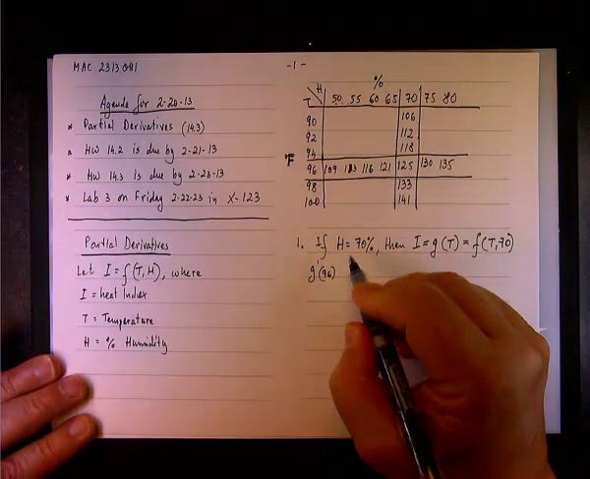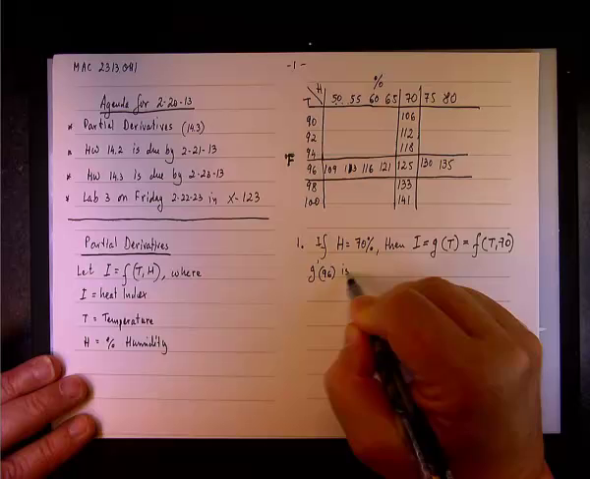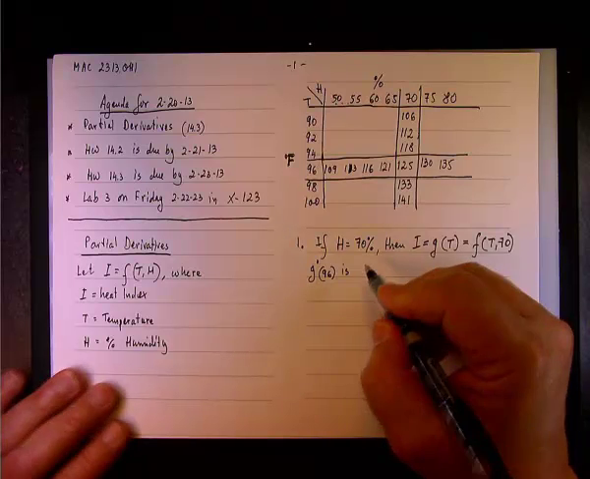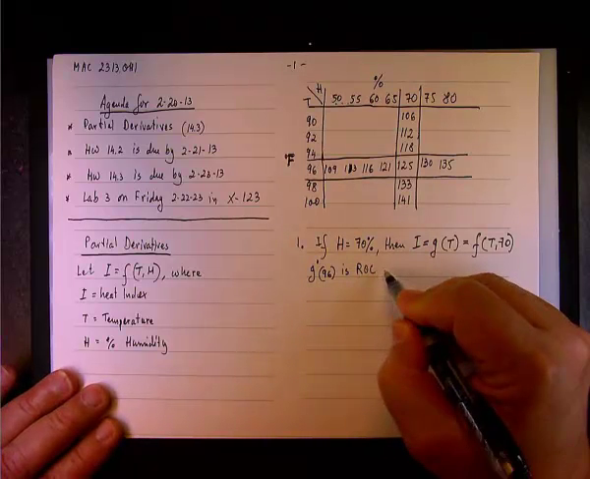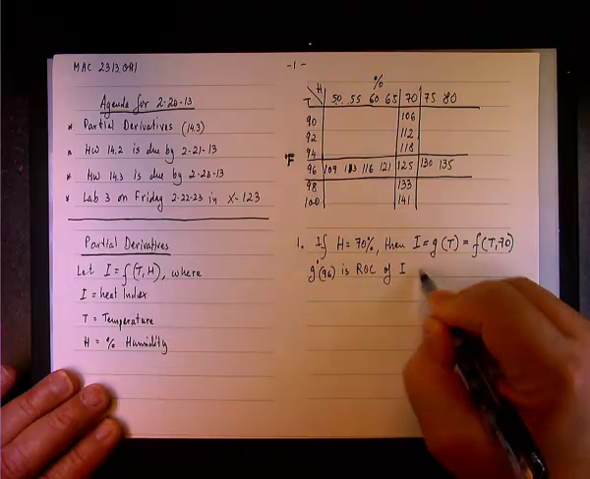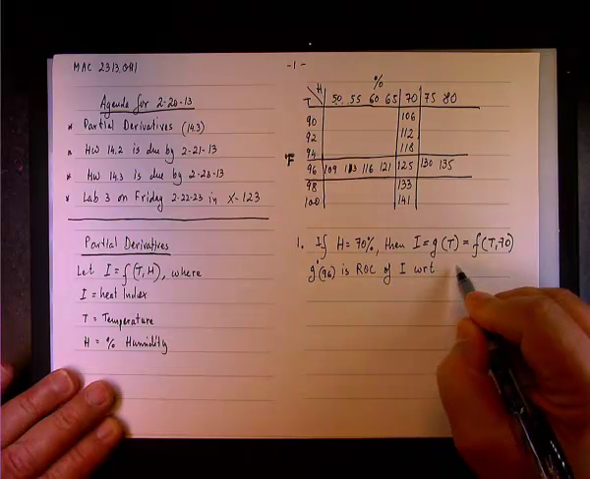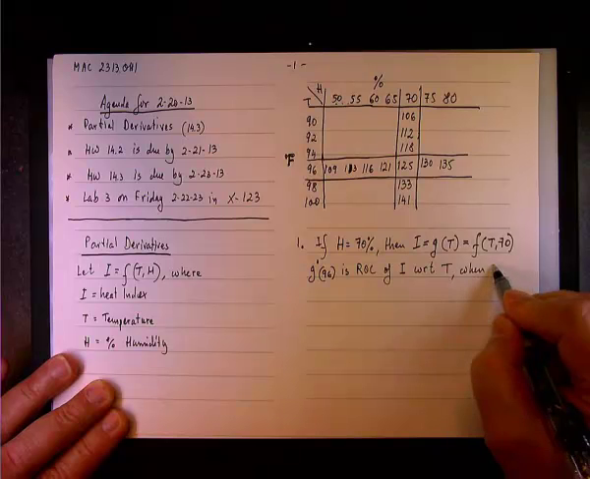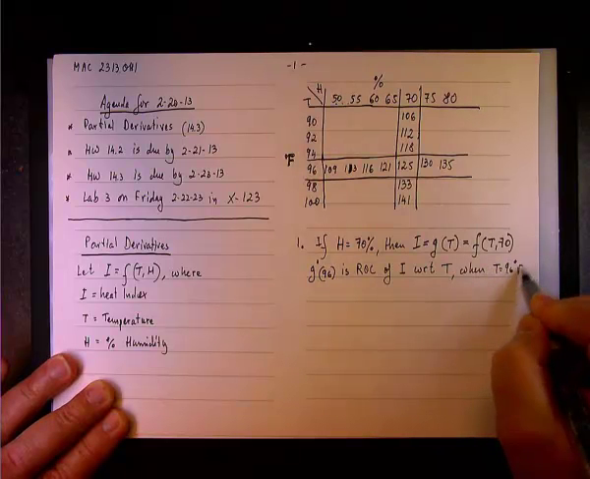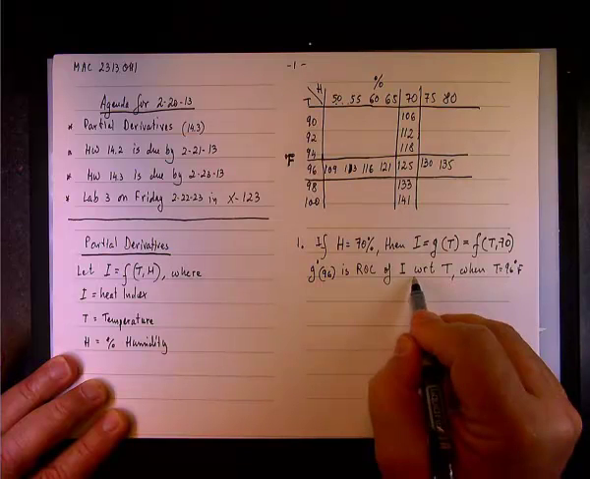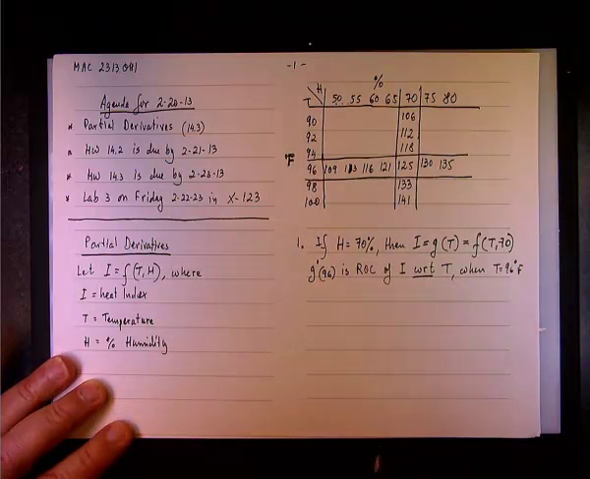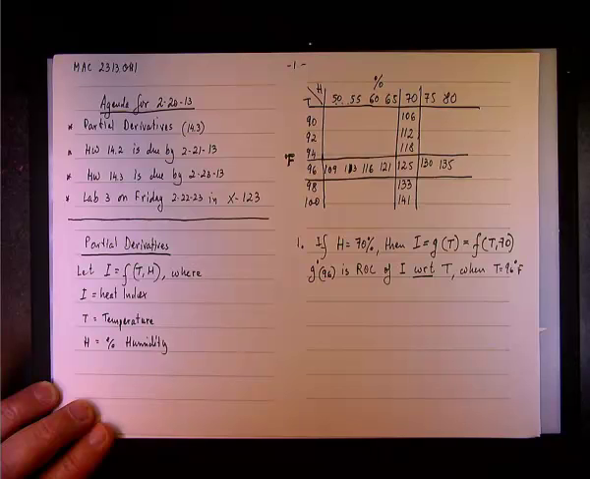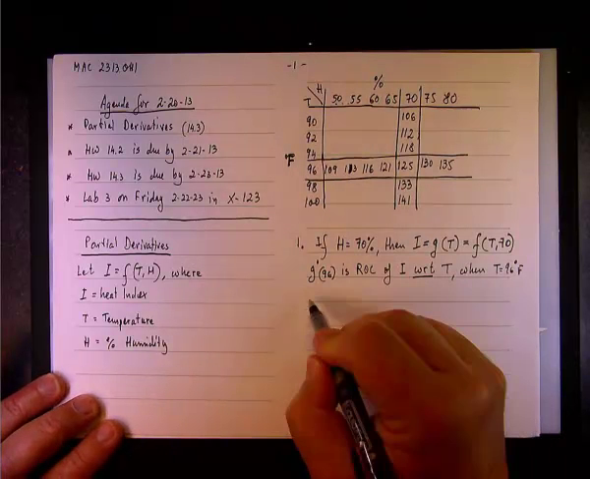Now we're interested to know what is the rate of change, or what is the derivative. Well, the rate of change at 96 degrees: we hold the humidity at 70% and we start varying the temperature. So we're going to say that the rate of change at 96 degrees, or G prime at 96 degrees, is the rate of change of the heat index I with respect to T when T equals 96 degrees Fahrenheit. Again, those are words, with respect to and so on.